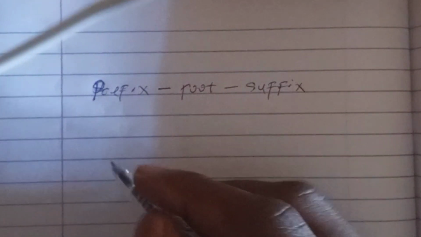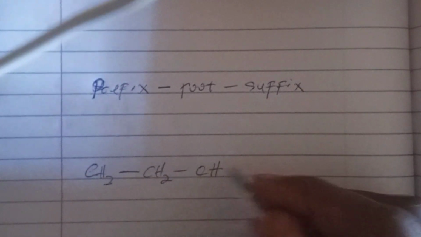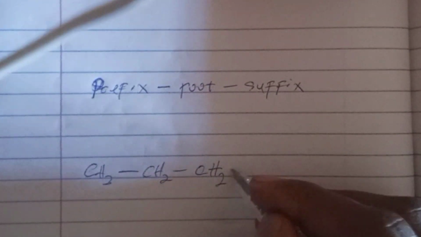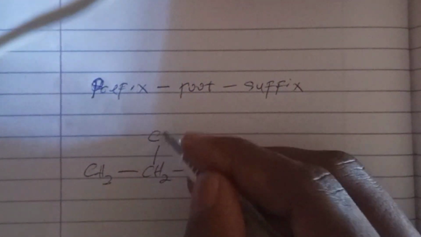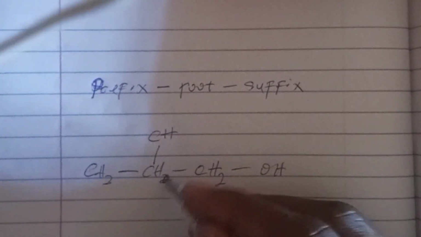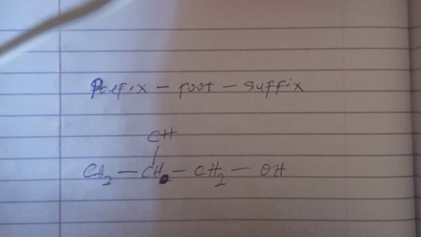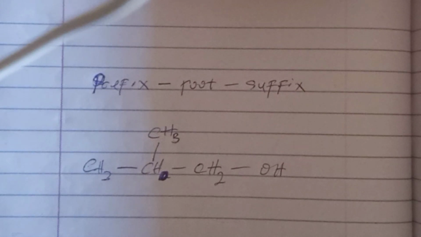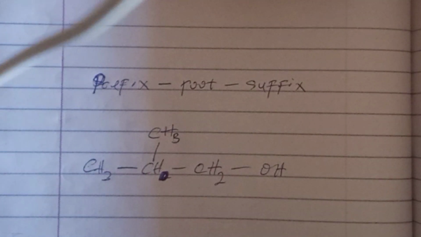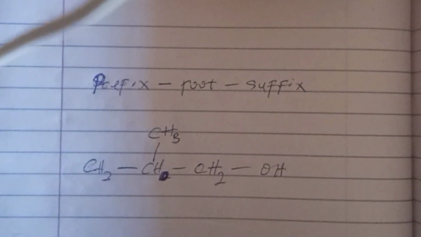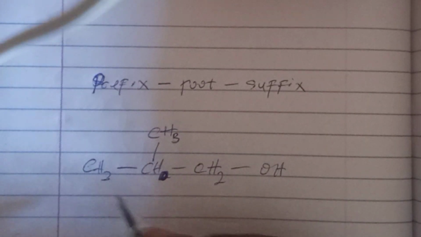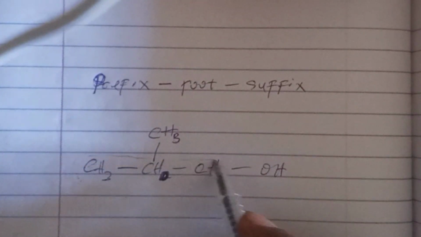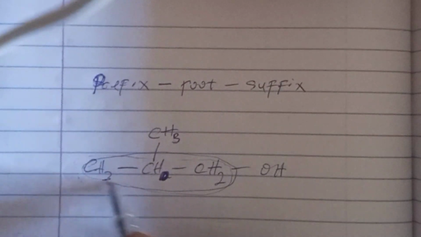So look at what I mean. For example, a compound CH3, CH2, CH, CH2 and OH with a methyl. If a methyl is attached to this place, then I'm going to remove this to have a single hydrogen. This is a methyl. If we want to name this, first I'm going to identify the root. The root is the longest possible hydrocarbon chain, so this is going to be the root here.